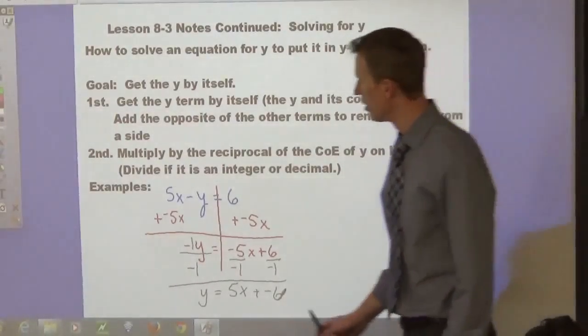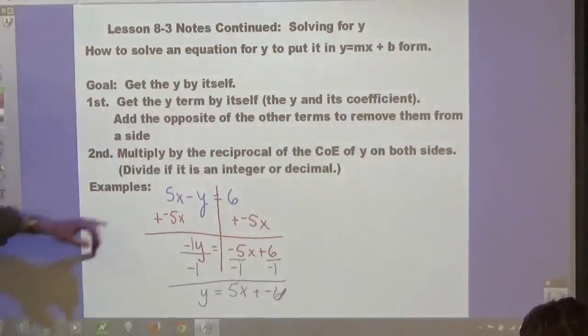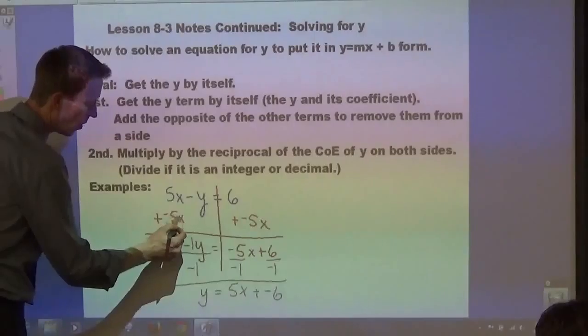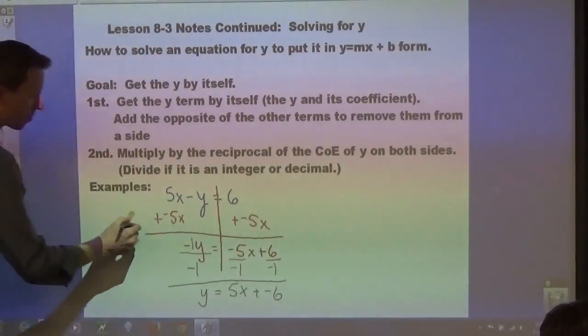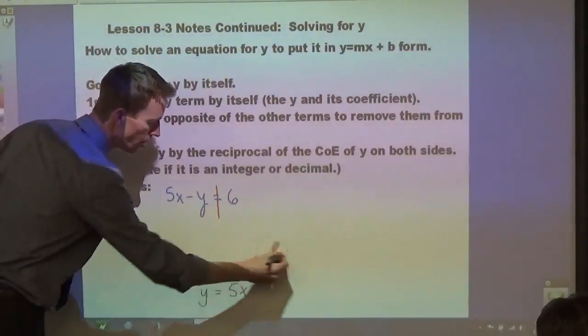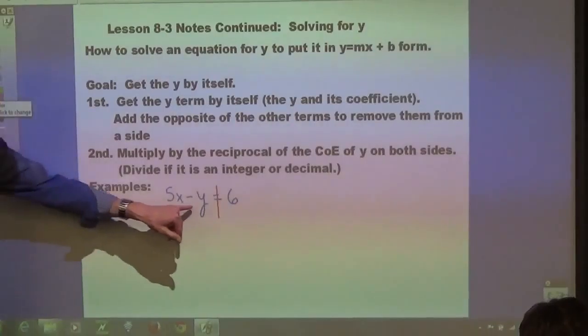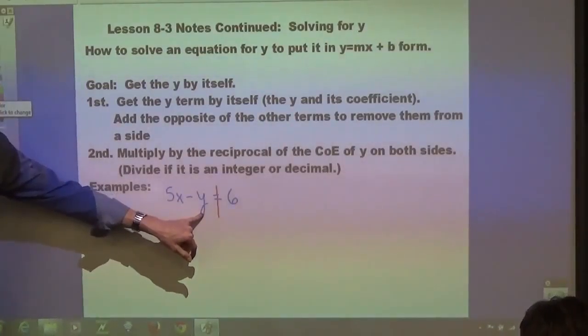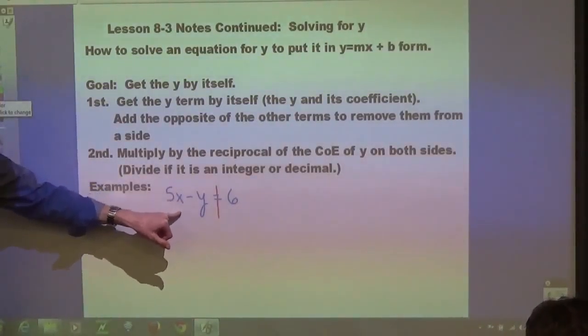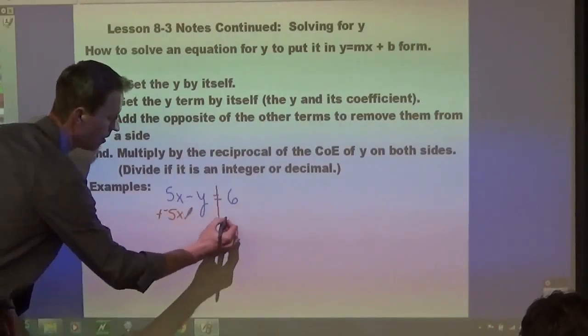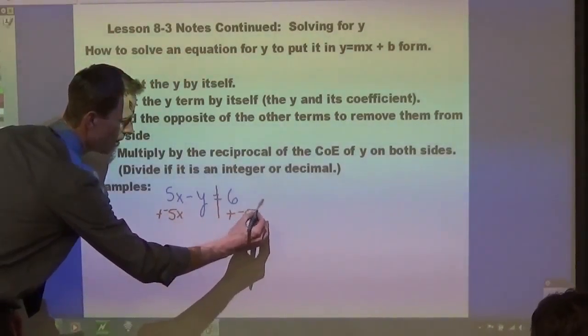So, look at this example. We're starting with 5x minus y equals 6. I'll solve this for you so you can see what we're talking about. I'll follow the steps. First, you have to get the y term by itself on this side, and you've got to get rid of the 5x. So we have to add negative 5x, and whatever you add on one side, you have to add on the other side.